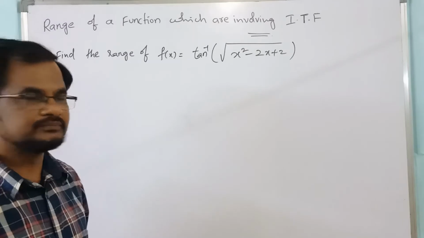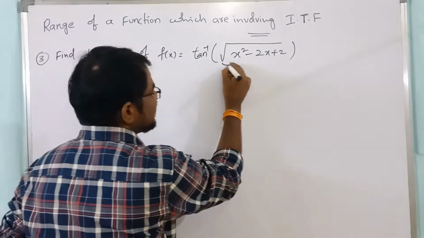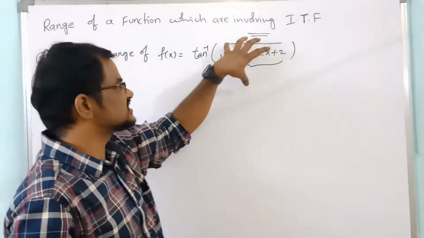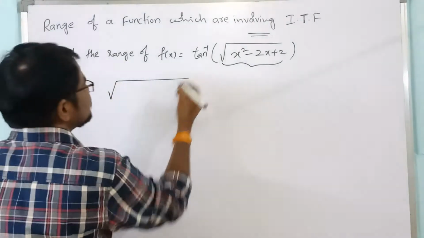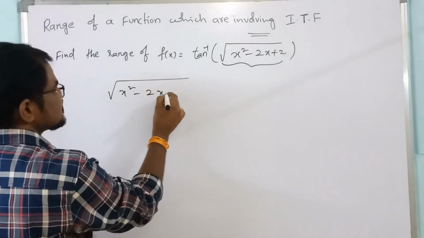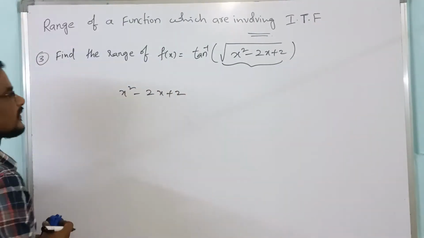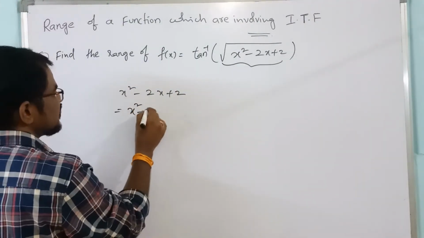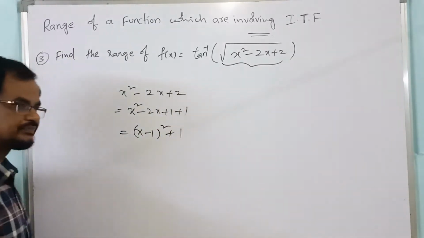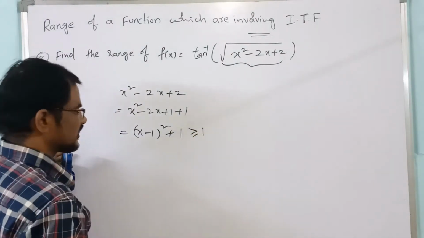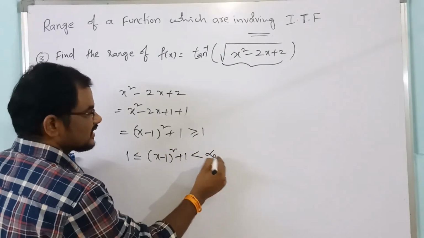Next, third problem. Here f of x equals tan inverse of this one. So first we have to find the range of this function, meaning this function exists for which values. For that, root of x square minus 2x plus 2. This can be written as x square minus 2x plus 1 plus 1, that is equal to x minus 1 whole square plus 1. So clearly it is greater than or equal to 1. Meaning 1 less than or equal to x minus 1 whole square plus 1 less than infinity.